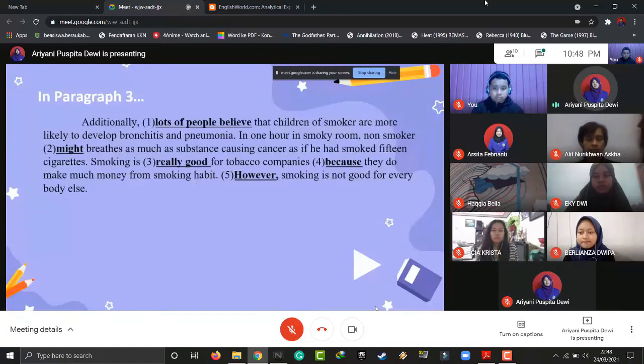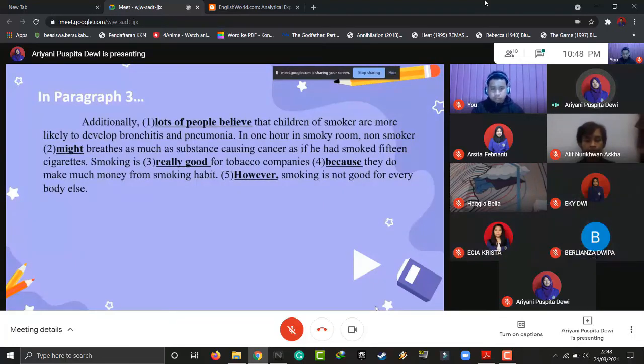Okay, this is the third paragraph from the first text that you have seen, Is smoking good? We will find the language feature in this. We will start from number one. What do you think number one is? Anybody want to answer? Me, ma'am. Yes, Eky. I think it is thinking verb. Okay. How about the others? Any other opinion?